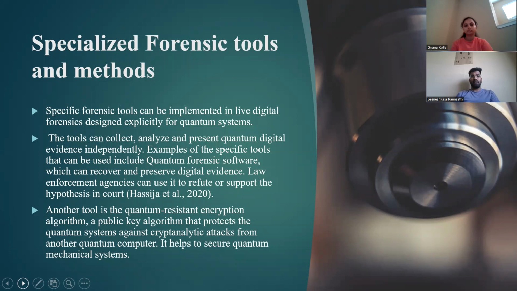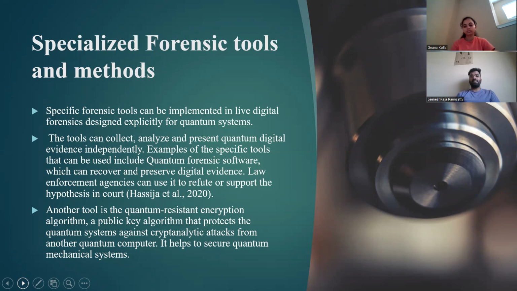Specialized forensic tools and methods. Specialized forensic tools can be implemented in live digital forensics, designed especially for quantum systems. The tools can collect, analyze, and present quantum evidence independently. Examples of specific tools include quantum forensic software, which can recover and preserve digital evidence directly. Law enforcement agencies can use it to refute or support a hypothesis in court.